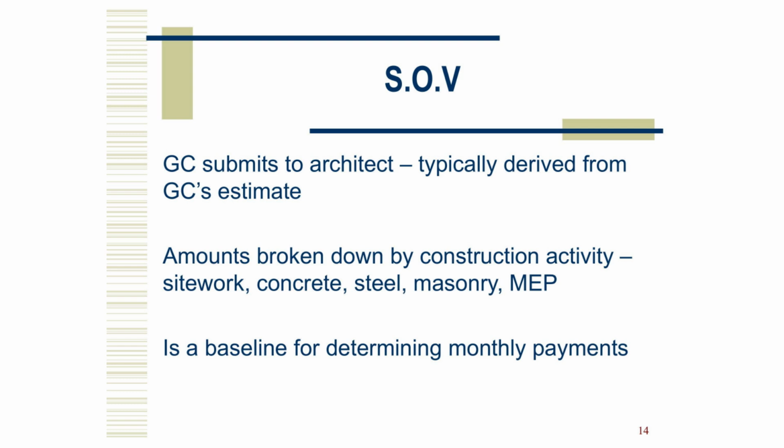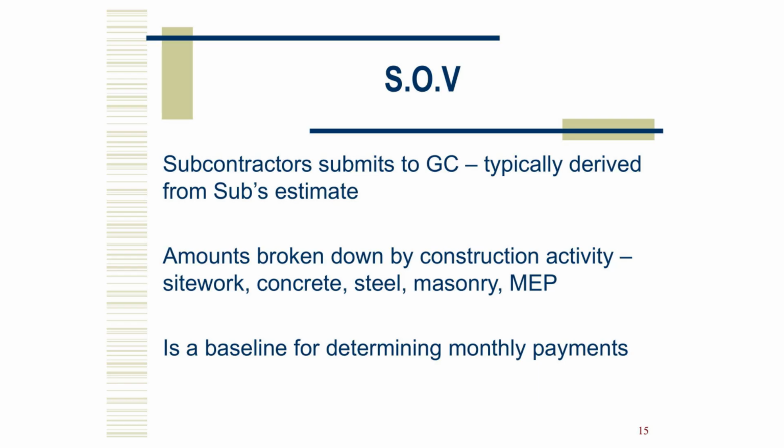The GC submits an SOV to the architect. It is usually derived from the GC's estimate and broken out by major work categories: site, concrete, structure, envelope, MEP, interiors. Keep items logical and measurable. Subs submit their SOVs to the GC. Same idea. Clear activities, reasonable values. Make it easy to review and easy to track progress month to month.